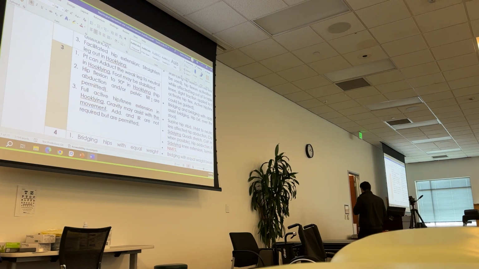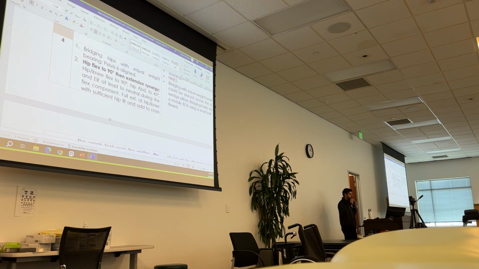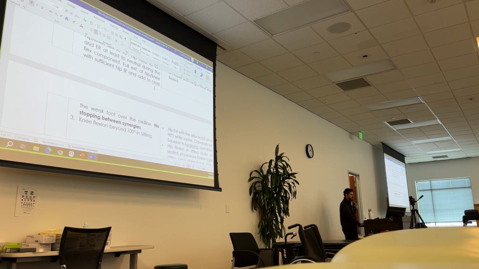The fourth task, I'm sorry, not the fourth. Stage 4, the patient is able to do bridging with equal weight bearing, and also the pelvis is aligned. Remember, at stage 4, this is when we start the weight bearing for the patient. Hip flexion to 90 degrees, then extension synergy. This can be done at this stage.